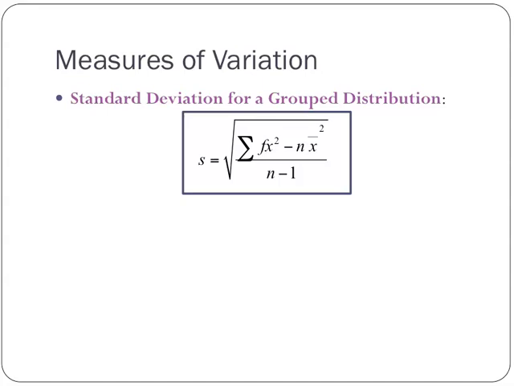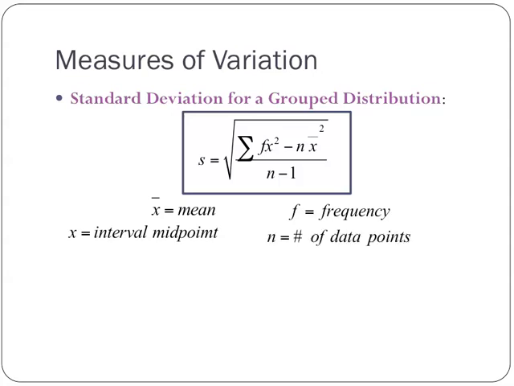And you can see here, the only difference is that we have to multiply the frequency of each times x squared, where x in this case, instead of being the data point, is going to be the midpoint of each interval. So for reference, x with the bar is the mean, x is the interval midpoint, f is the frequency, and n is still the number of data points. Okay, we're going to go through an example where we find the standard deviation for a grouped distribution.